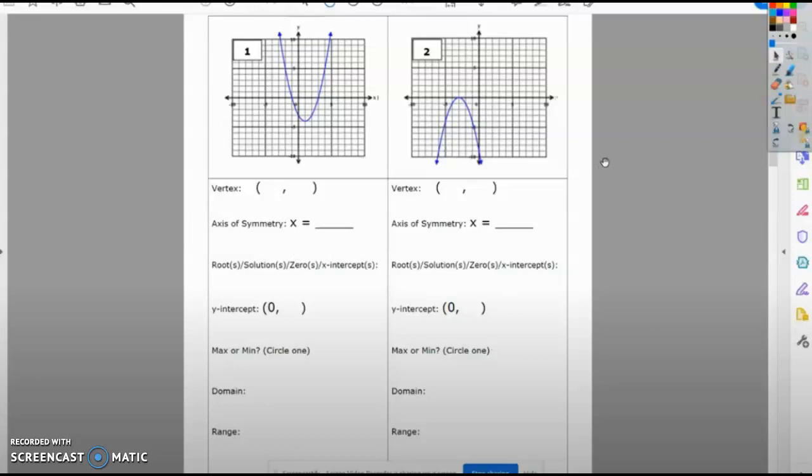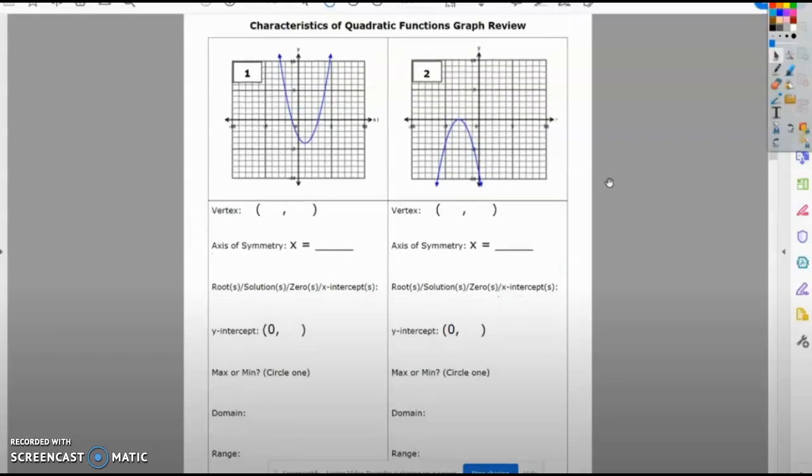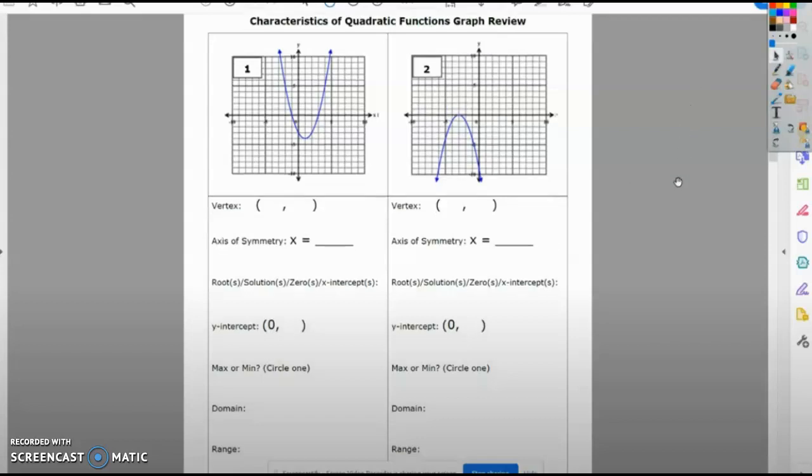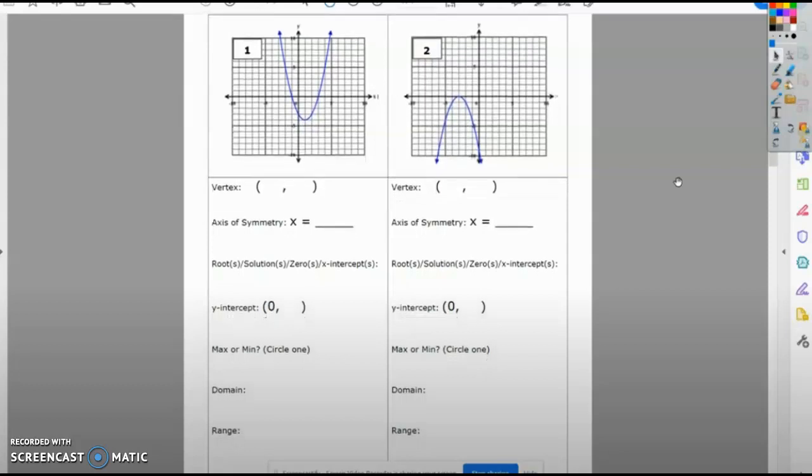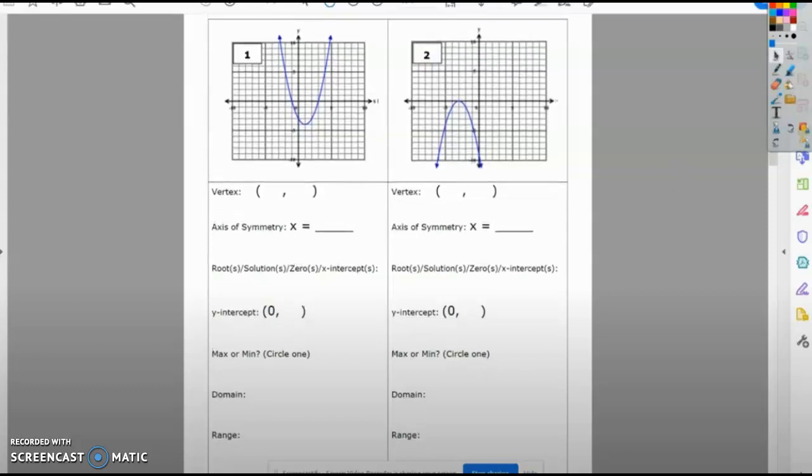Guys, this is going to be the video for characteristics of quadratic functions. This is something we did before we left, so it should be a little bit of a review, and then we'll get into something slightly new. For number one, it gives us this graph, and it wants us to find all of these characteristics for it. So the first thing it asks for is the vertex.